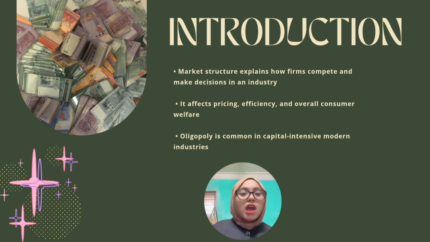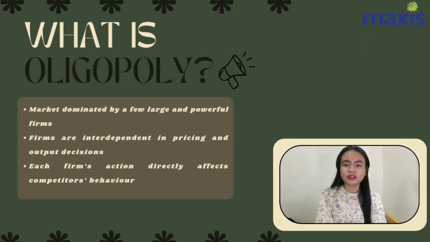So in modern heavy-duty industries that require a lot of money to start, what we call capital-intensive industries, a structure known as an oligopoly is very common. What is oligopoly? Oligopoly is a market dominated by a few large and powerful firms. So firms are interdependent in pricing and output decisions, and each firm's action directly affects competitors' behavior.